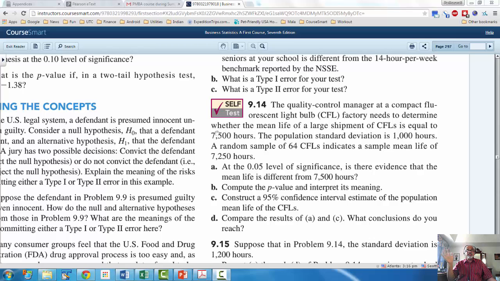So this is a two-tailed test. Mu is 7,500, mu not equal to 7,500 is what we want to test. And here the population standard deviation is assumed to be 1,000. It's given as 1,000. A random sample of 64, so n is 64, gave us a sample mean life of 7,250. And at alpha of 0.05, we want to decide whether we can reject the null hypothesis or not, and we want to compute the p-value as well.